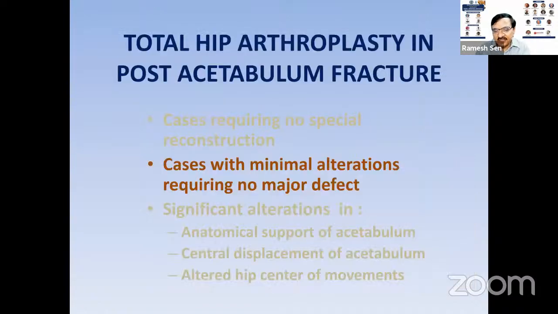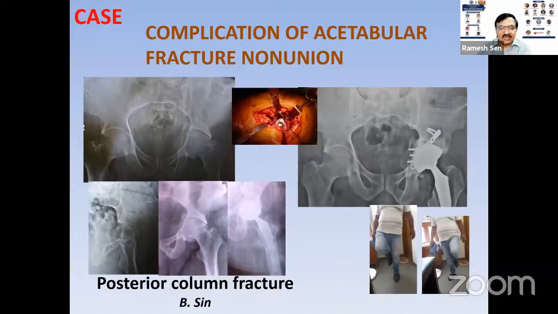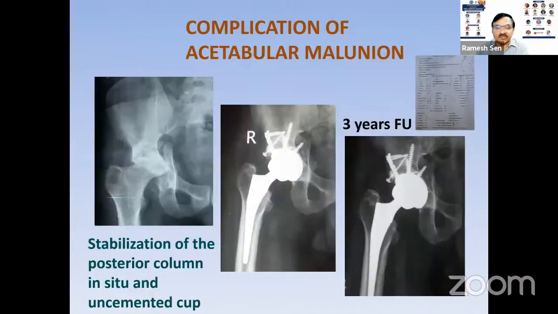Now we look at the cases where something needed to be done. Like this case, there is a non-union of the column. Obviously, no implant will stay in a non-united situation, so we will have to stabilize. It's very difficult to pull it back to its normal position. What we do in a non-union is, in situ, we put a plate to stabilize it. And if we have stabilized it, now the cup can be placed inside it and the outcome is likely to be okay. So the extra effort to be done is that, just like an acetabulum surgeon, you have to come over to stabilization of this implant.